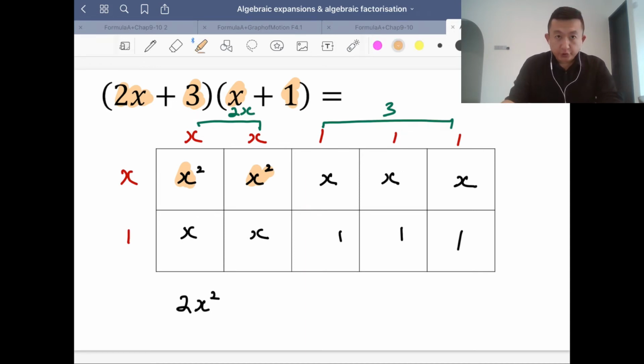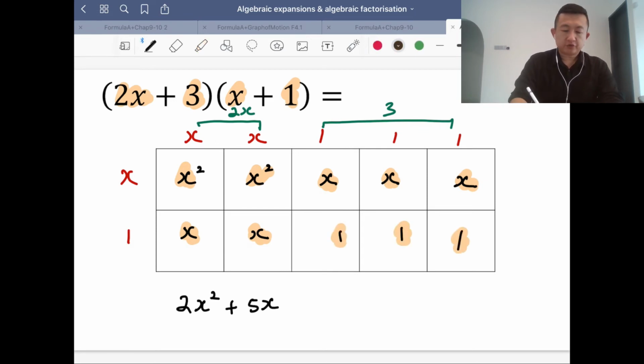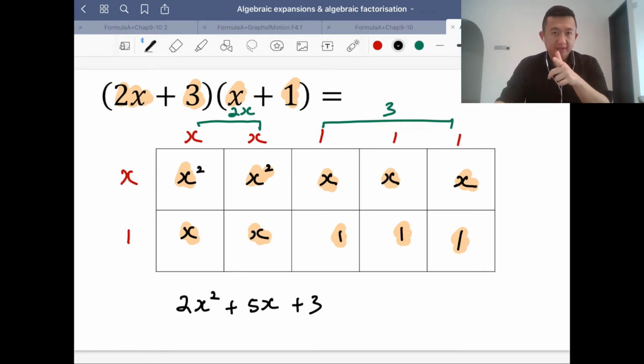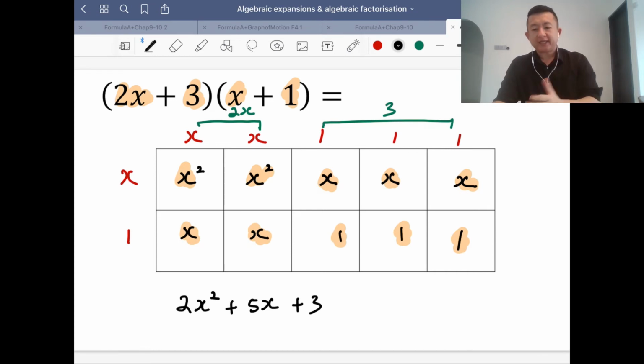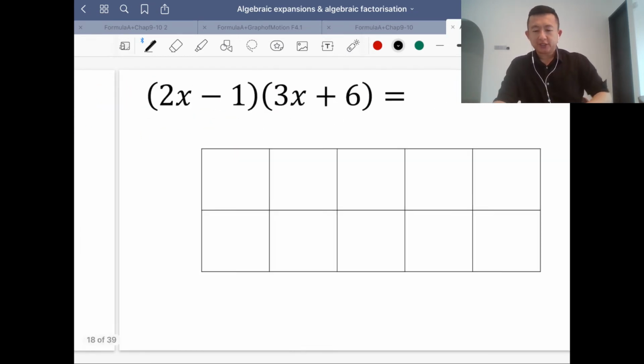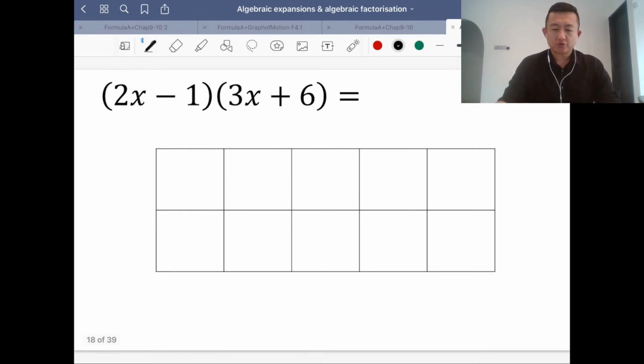How many x do you have? 1, 2, 3, 4, 5. So you say 5x. And how many 1? You have 3 here. So this is your final answer: 2x squared plus 5x plus 3, the grid method. It makes sense, right? But what if you have a situation where you have a lot to write?